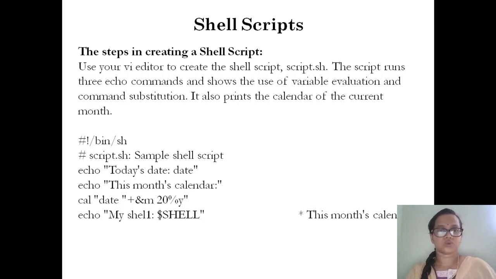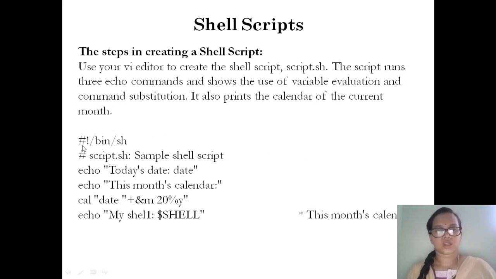Once again, when we use the VI editor to create the shell script, script.sh, the script runs 3 echo commands. Here you can check it out. The 3 echo commands, that is echo, echo, echo. It shows the use of variables, evaluations and command substitution. It also prints the calendar of the current month.